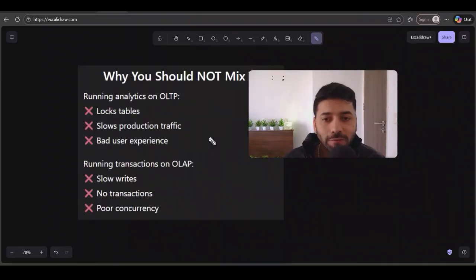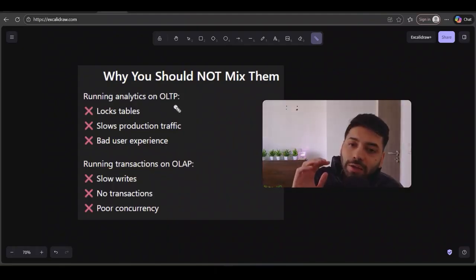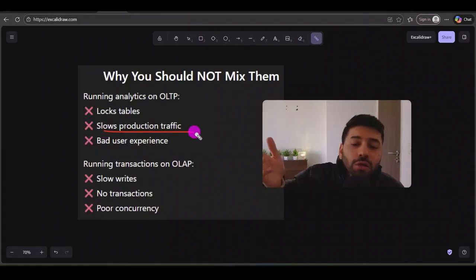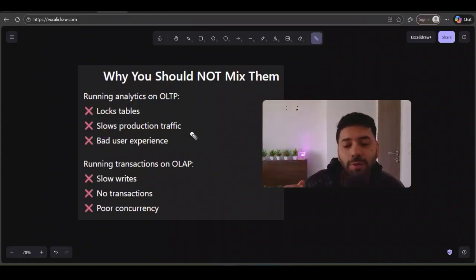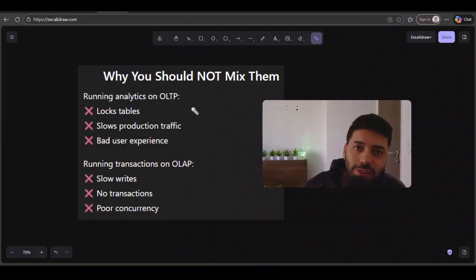Next, let's discuss why you should not mix OLTP and OLAP. Like why not to use OLTP for analytics and why not to use OLAP for the transactions. Say you think you can use OLTP for both your transactions and also for running the analytics, then what will happen is it will slow down the production traffic, because a lot of bandwidth will be consumed by the analytics operations as well, right? And OLTP, say we take the example of SQL, follows ACID properties, it has strong consistency. It provides good concurrency support, so it will lock the tables and there will be a bad user experience.